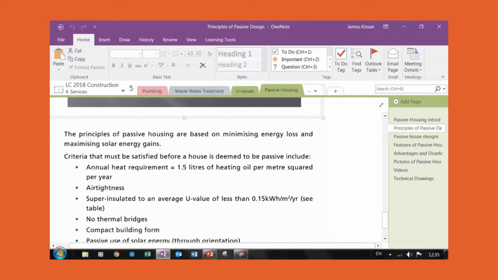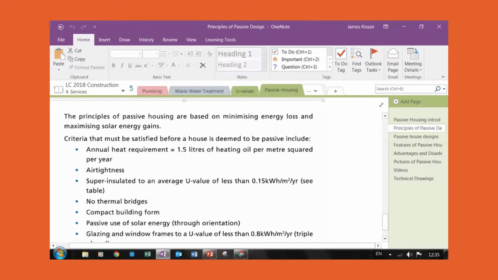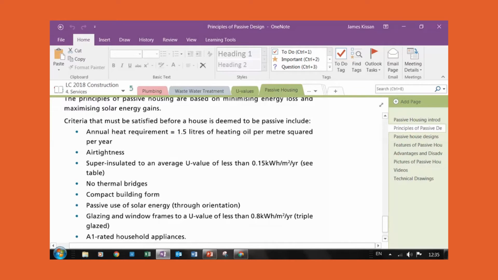Now, these are principles also to minimize energy loss and maximize solar gain. So if we look here, this is the criteria. To deem whether you have a passive house or not, they look at all of these criteria. So if you fail on any of these, you don't have a passive house. So the first thing is the annual heat requirement. It's 1.5 litres of oil per metre squared.